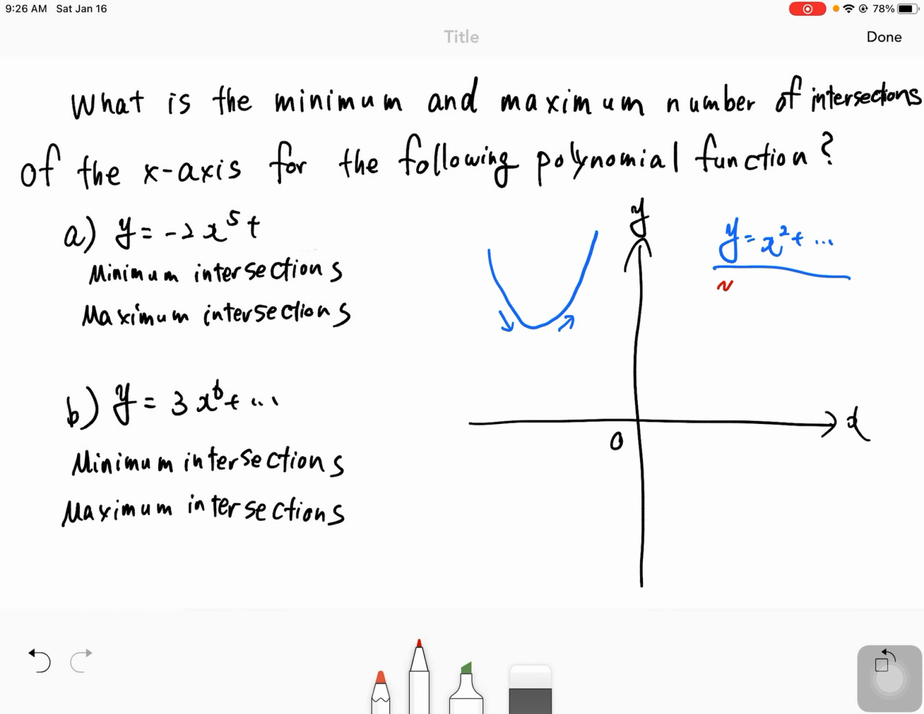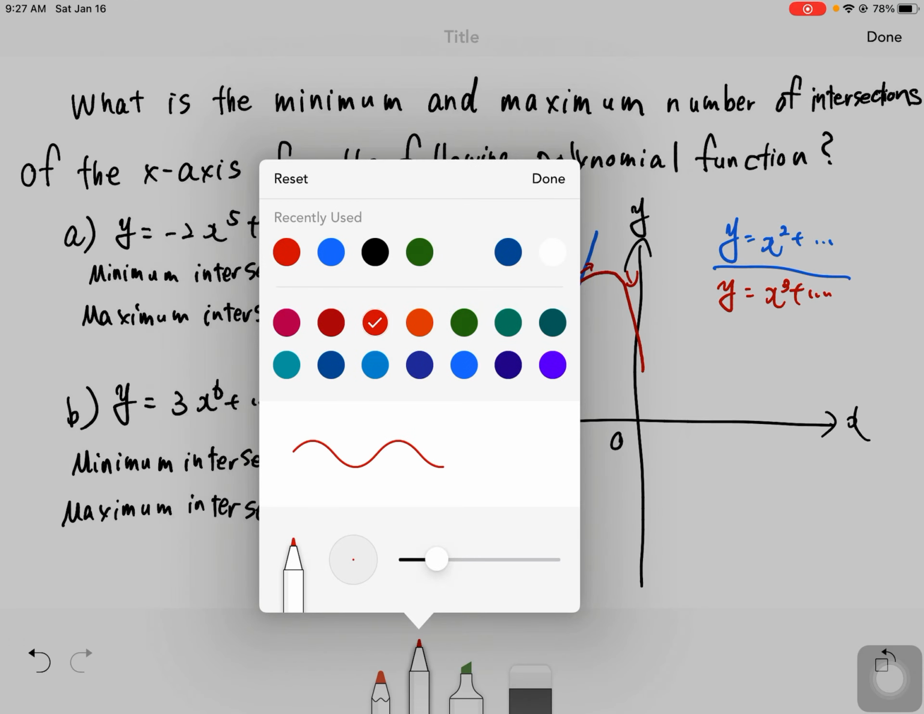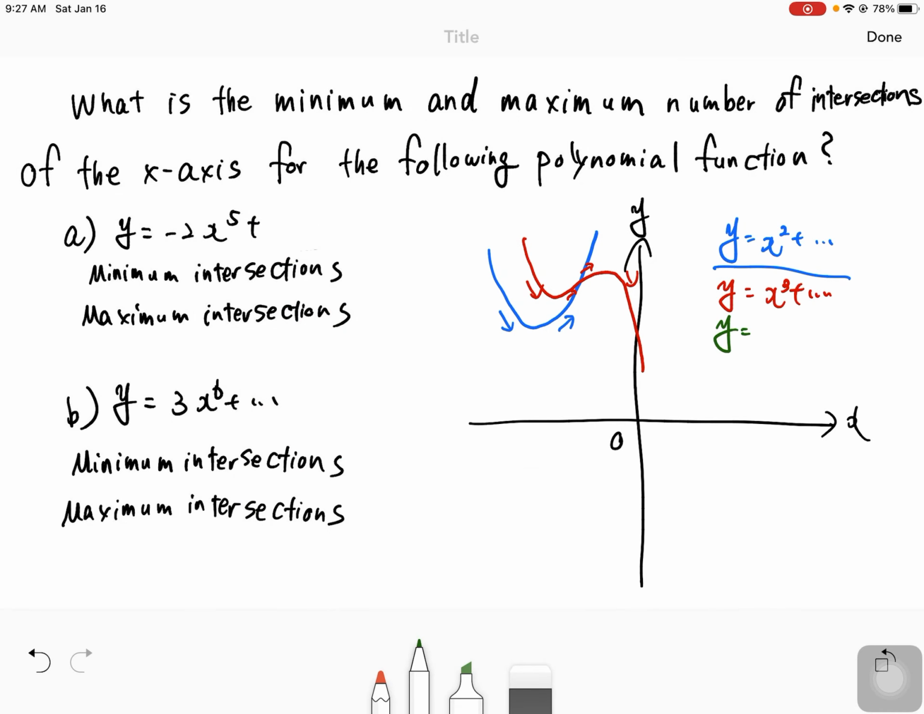On the other hand, if the degree of the function is 3, it has 2 turns, 1, 2. Okay? Then maybe you can take a guess. What about the graph of a function which has degree 4? Yes, it has 3 turns. 1, 2, 3. Like this. These are the graphs of polynomials. Okay? Then let's go back to the question.